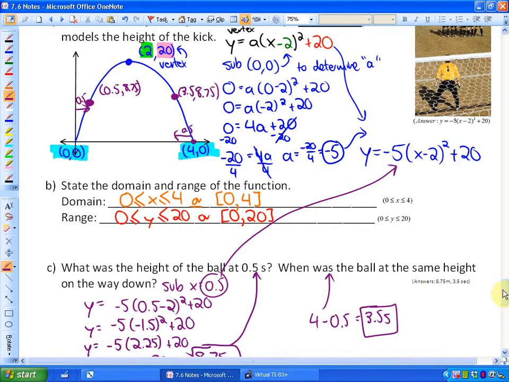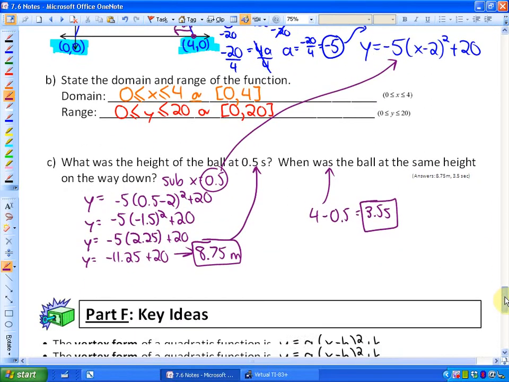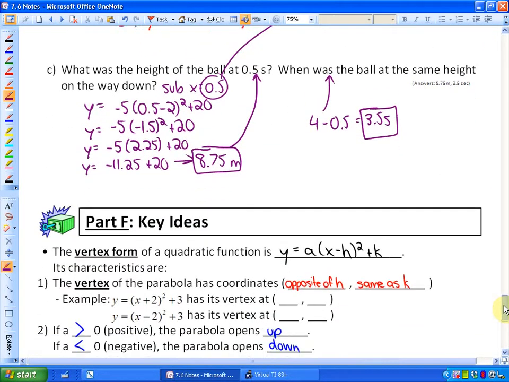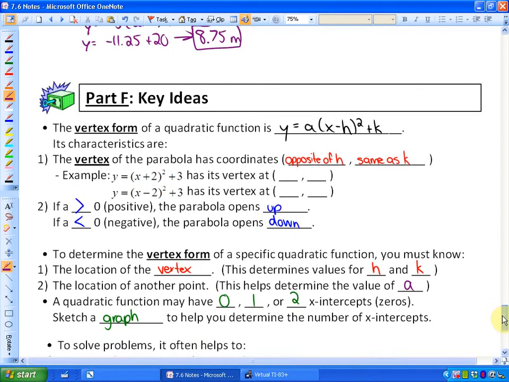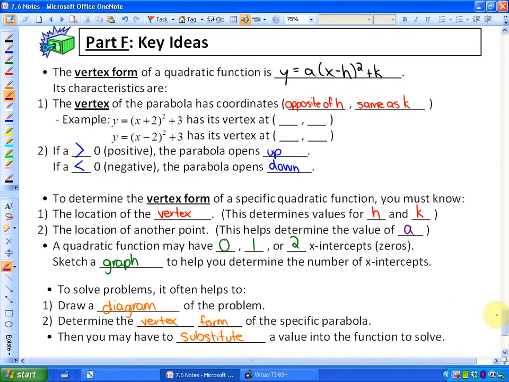So the last part of this lesson is just the key ideas, which you may want to pause, I will talk through them quickly, of the vertex form of a quadratic function. The key ideas are as follows. The vertex form of a quadratic function is y is equal to a times (x - h) squared plus k. The characteristics are the following. The vertex of the parabola has coordinates opposite of h and same as k. So the opposite of h is the x-coordinate of the vertex, same as k is the y-coordinate of the vertex.